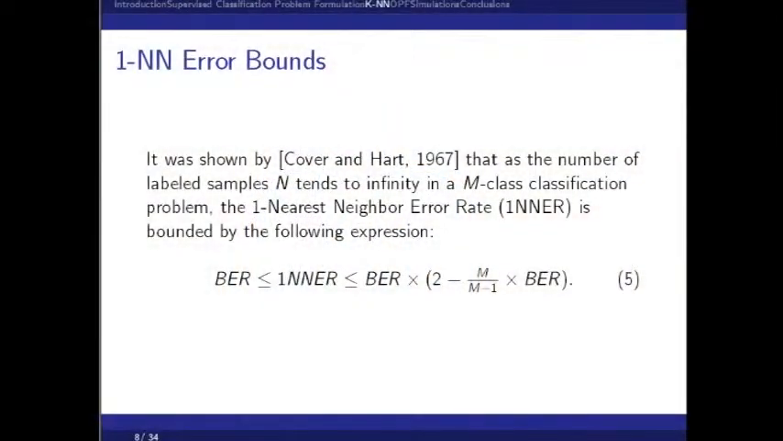What is very interesting about one nearest neighbor is that we have lower and upper boundaries for the error. It was shown by Cover and Hart in 1967 that as the number of labeled samples n tends to infinity in an m-class classification problem, the one nearest neighbor error rate is bounded below by the Bayes error rate, which is the optimum solution, and above by this expression here that in the worst case is 2 times the Bayes error rate.